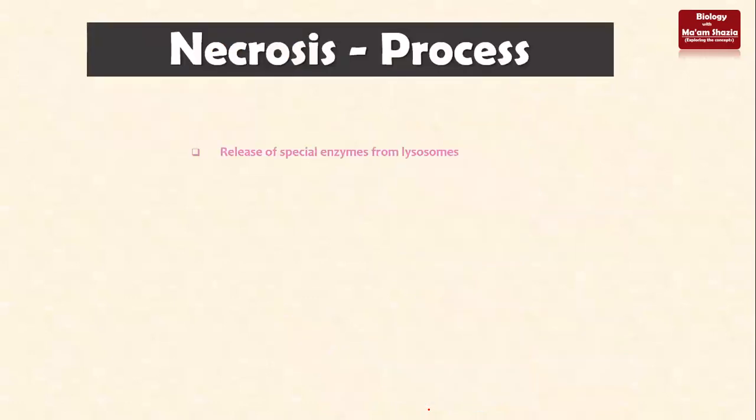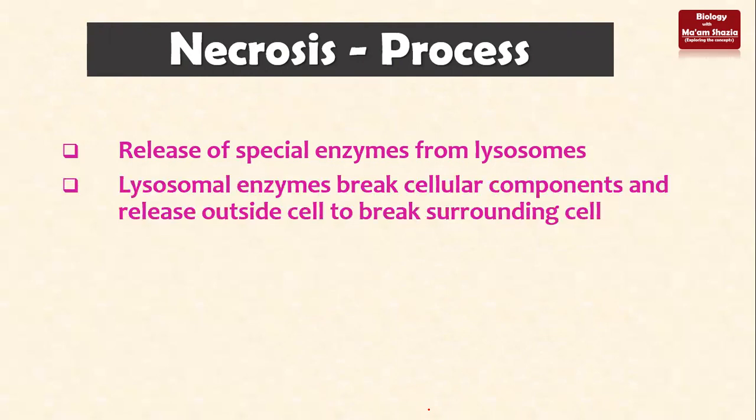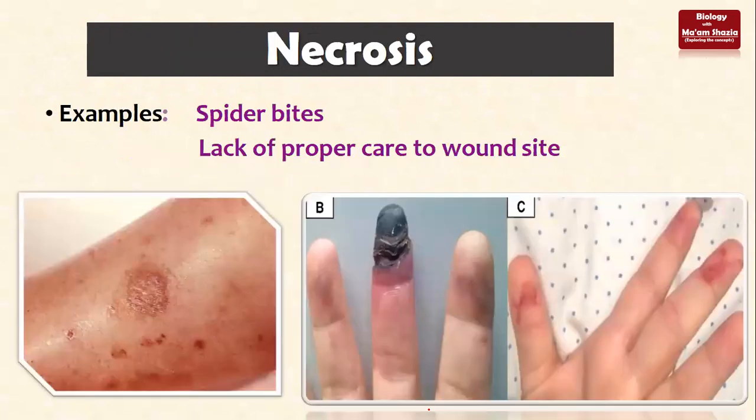The necrotic process further releases special enzymes from lysosomes. In case of apoptosis, the lysosomes keep their membranes intact. They do not get burst. But in case of necrosis, lysosomal enzymes break cellular components and are released outside the cell to break the surrounding cells as well. Cells that die by necrosis may also release harmful chemicals that damage other cells, which we have seen in the last diagram as well.